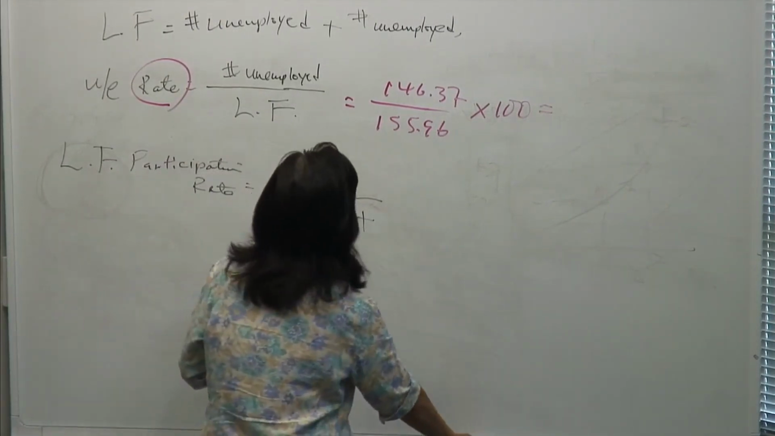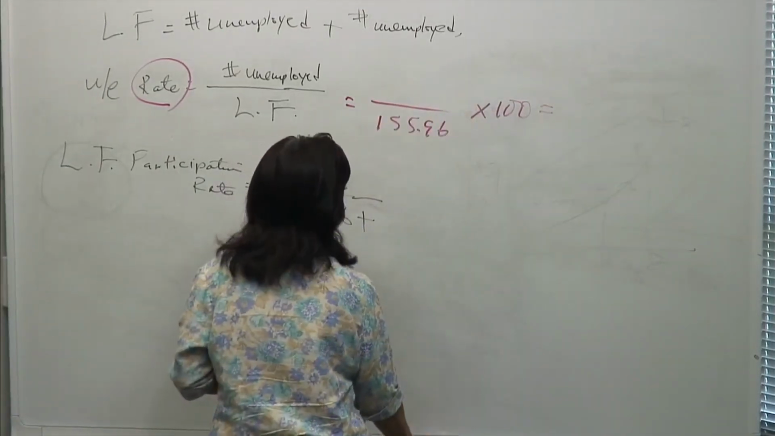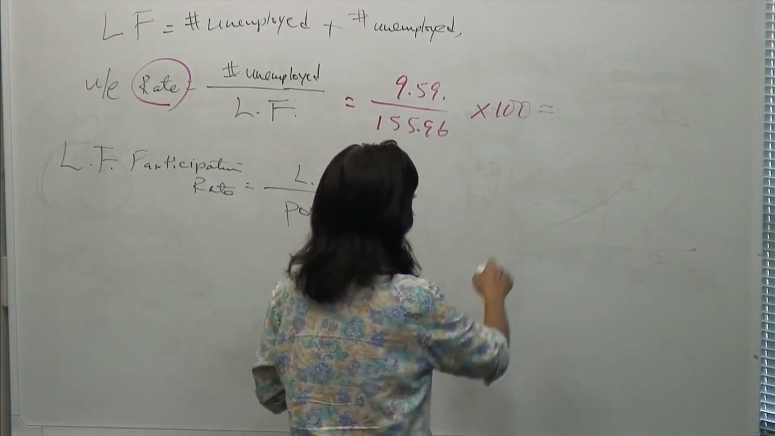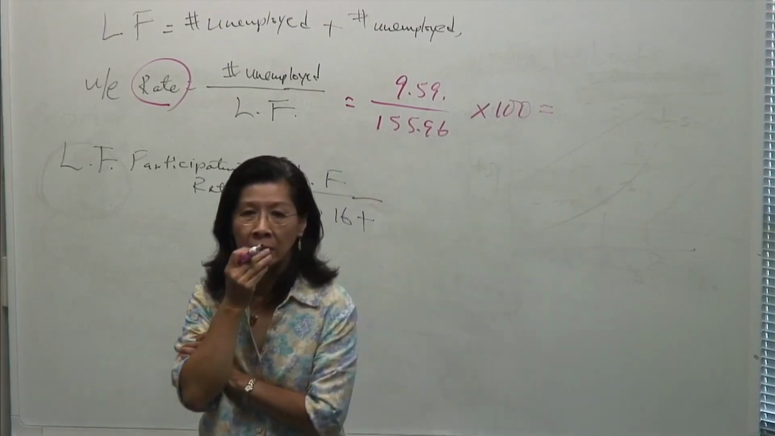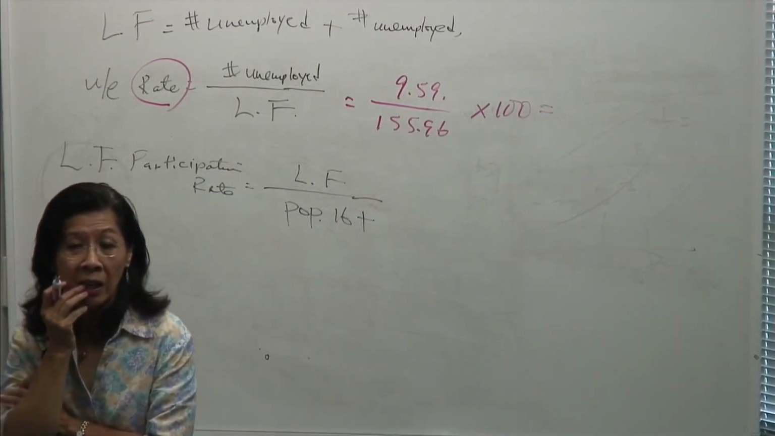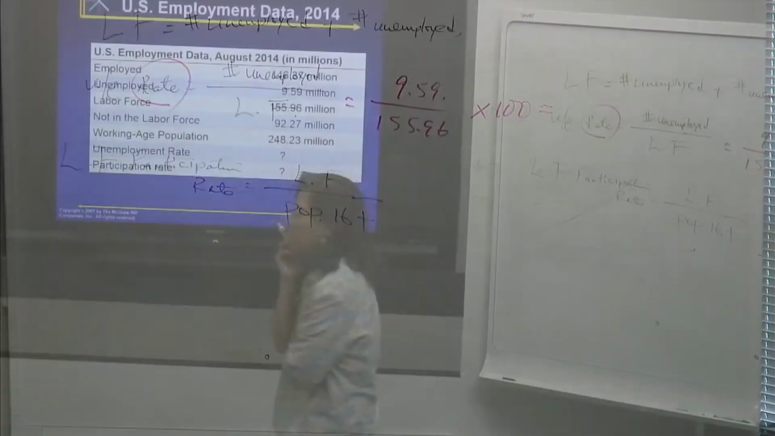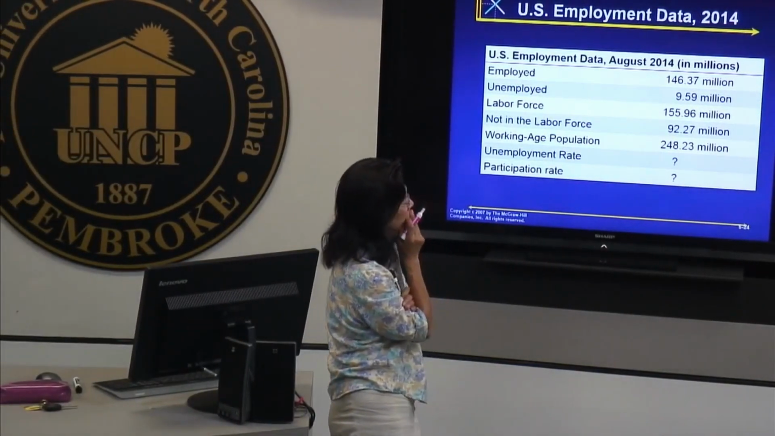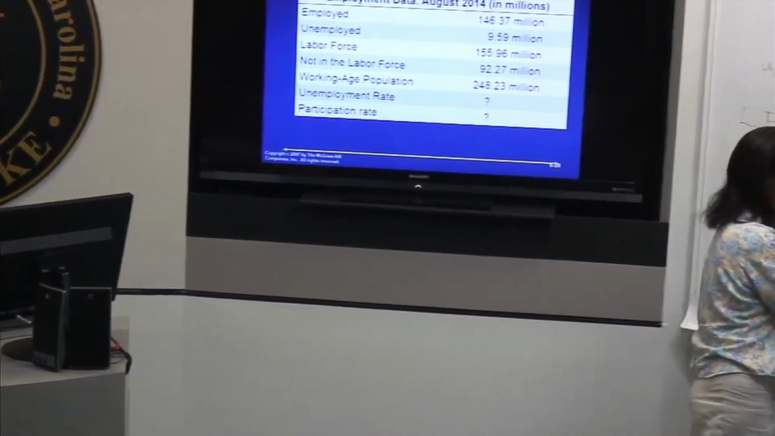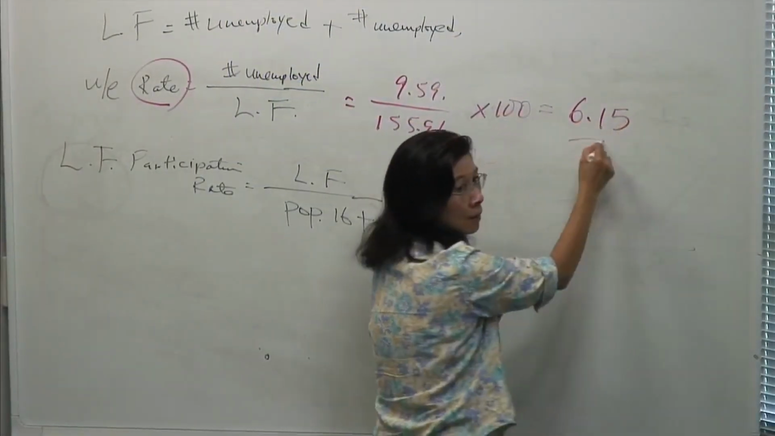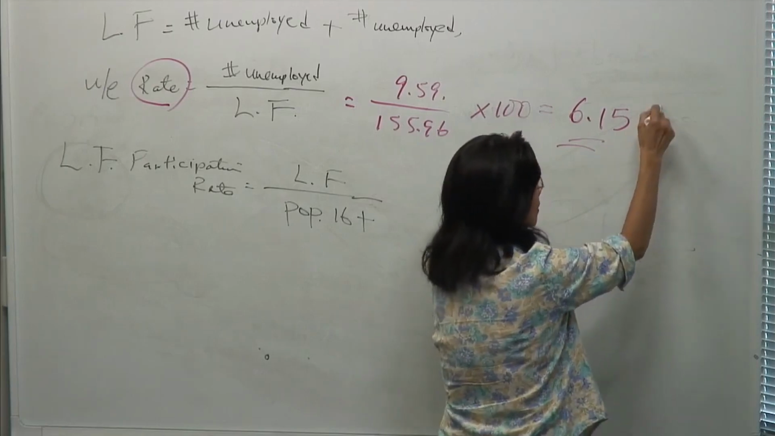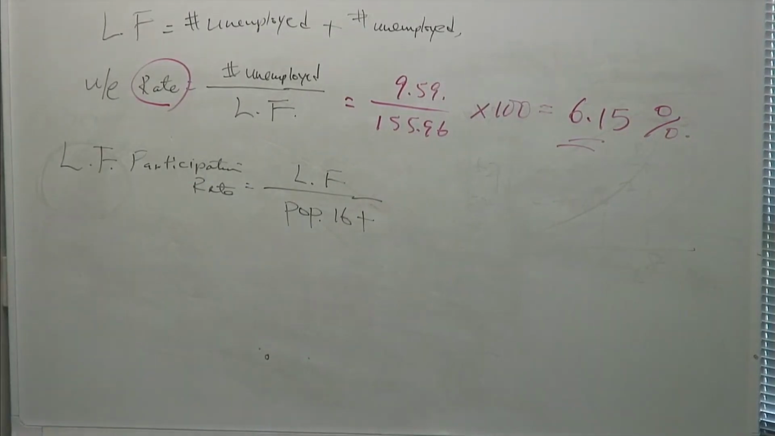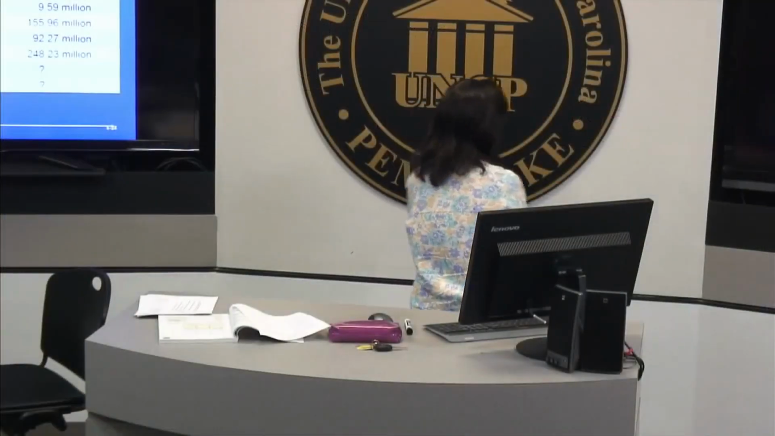What should be the answer, right? 6.1? Doesn't seem right. 6.15. Okay, that's more like it. Yeah, 6.15. Well, I just said rate, so we multiply by 100. Yes. Okay, what about the other one?